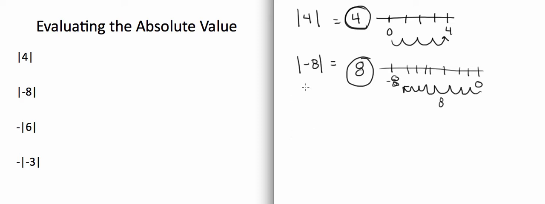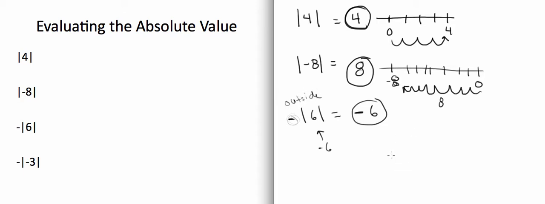Now, if we take a look at this next example, we have the negative of the absolute value of 6. What this is saying is that we start off with an answer of 6, but this negative sign's on the outside, so it's attached on, so our answer here is -6. And that's all because of the negative being on the outside.